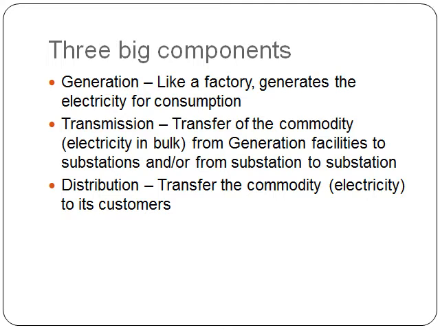Then, after generation, it would pass on to something called the transmission system, which is described as the transfer of the commodity, aka electricity in bulk, from generation facilities to substations and or from substations to substations. And in the end, we have the distribution system, our third component, which is used to transfer the commodity, again the electricity, to its customers for consumption.